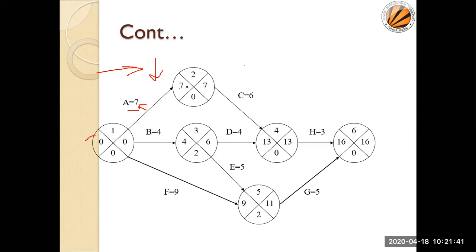7 plus, what is the next duration? This 6. 7 plus this 6, so that becomes 13. And similarly, if we come from this side, 0 plus 4, 4. 4 plus 4, 8. But which one is the highest value? 13. That's why 13 here. 13 plus 3, 16. Here 11 plus 5, 16.